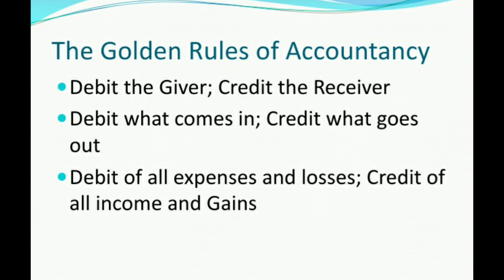Now, before we move on to our next digital lesson, we will end this digital lesson with the 3 golden rules of accountancy, which you should know by heart. Debit is the giver, credit the receiver. Debit, what comes in, credit, what goes out. And debit is of all expenses and losses, and credit is of all incomes and gains. These 3 rules will eventually help you in every accountancy perspective that we learn in future.